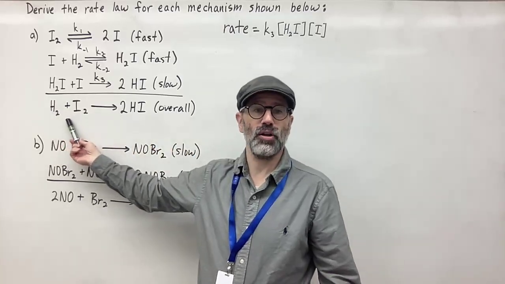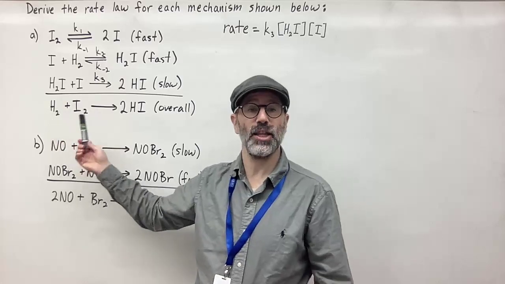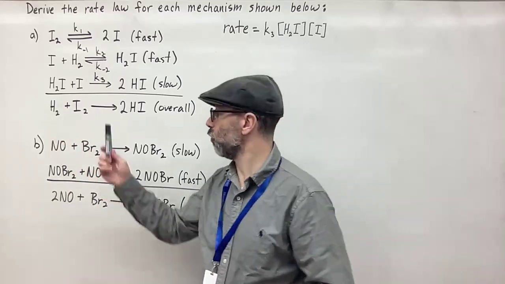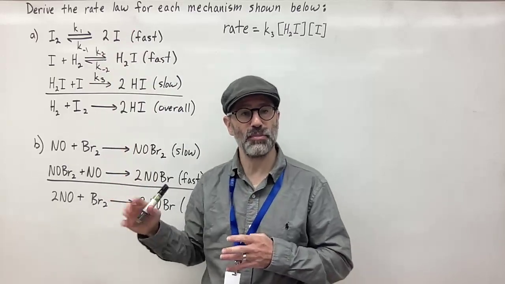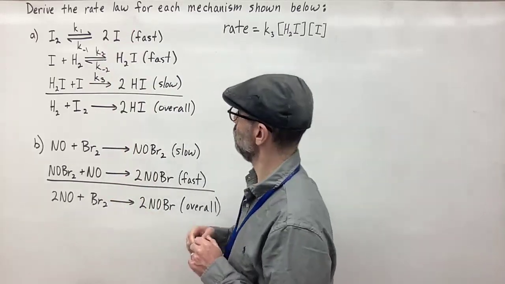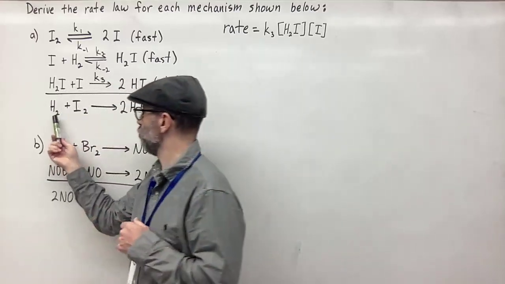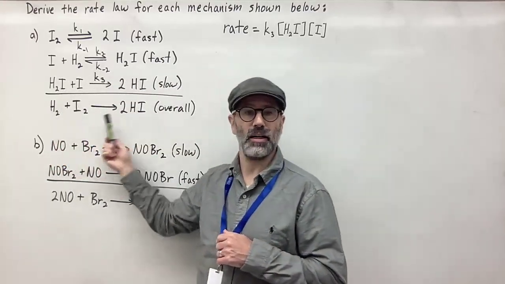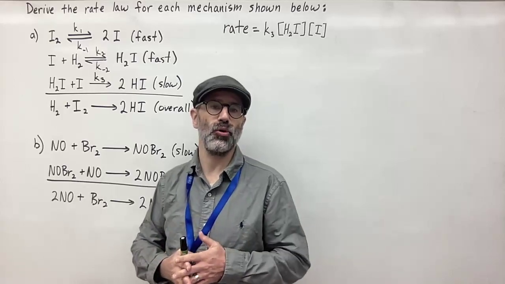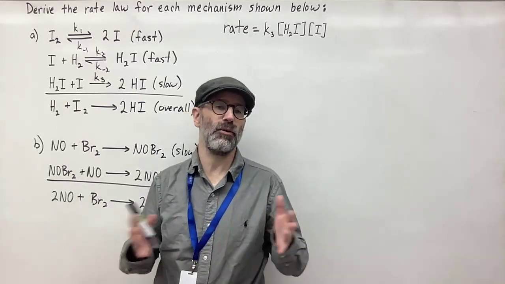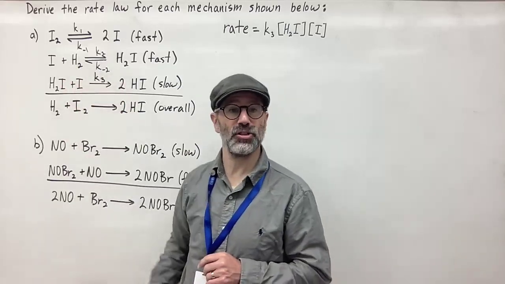And so the rate law should have the reactants that are in the overall reaction and not in the individual steps. So you'll notice here that we have H2I and I. Neither of those are in the overall reaction. They're intermediates, so we've got to get rid of them. And so that's where the reversible reactions are going to come in.